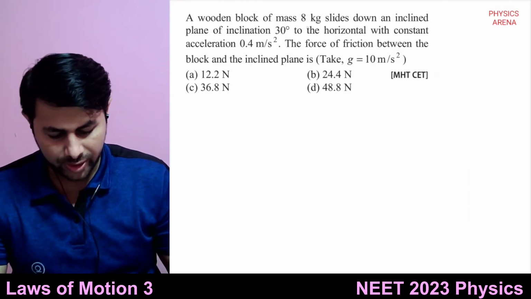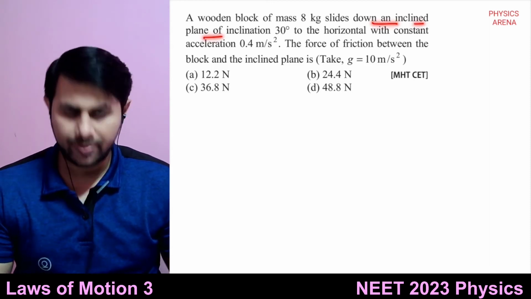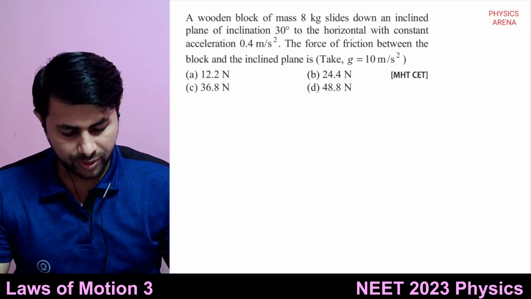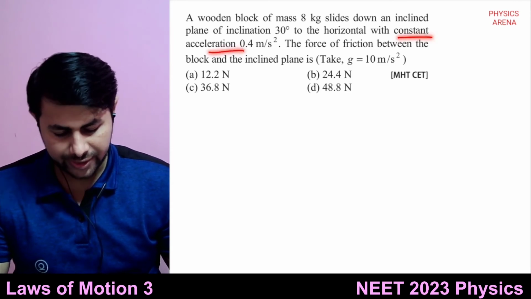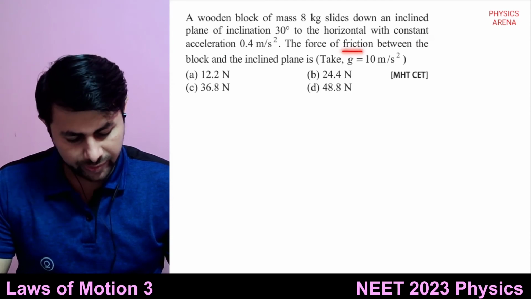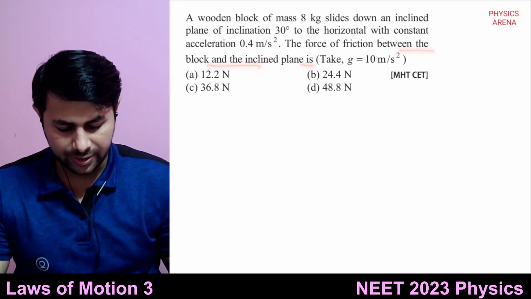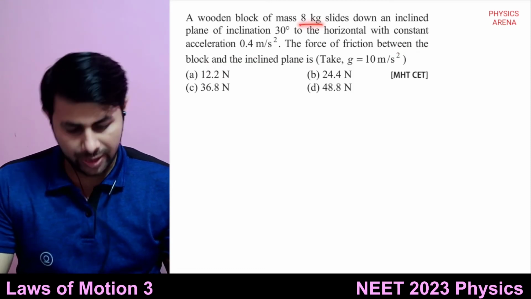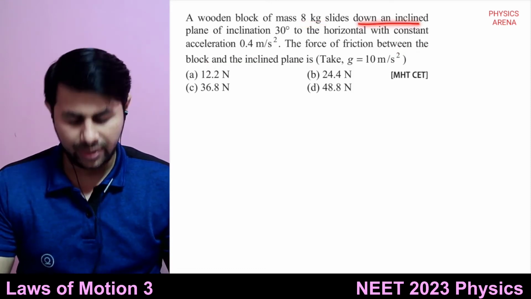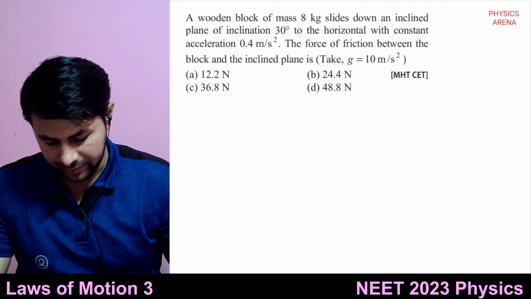A wooden block of mass 8 kg slides down an inclined plane of inclination 30 degrees to the horizontal with constant acceleration 0.4 meter per second square. The force of friction between the block and the inclined plane is. So there is a wooden block of mass 8 kg. It slides down an inclined plane. Okay, and inclination is 30 degrees.